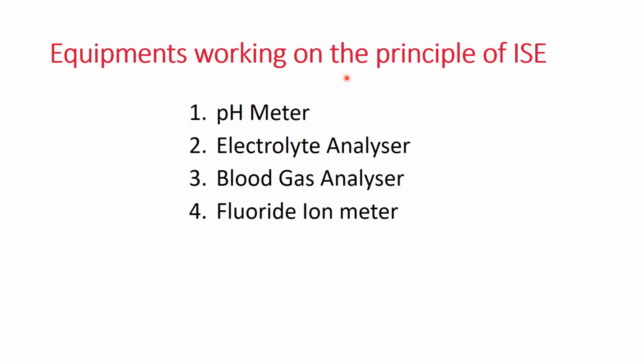Now, equipment working on the principle of ISE. Here are a few examples. The most common equipment that works on the principle of ISE is the pH meter, followed by the electrolyte analyzer, blood gas analyzer, and fluoride ion meter. So these are a few examples which you will hear again and again during your course of study. You must know that these equipments work on the principle of ISE, that is the ion selective electrode.